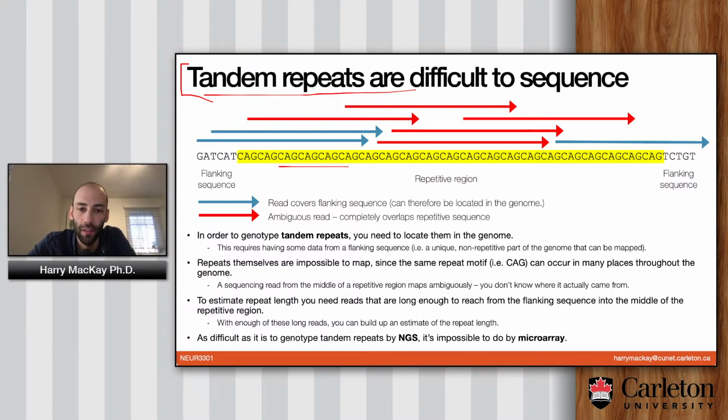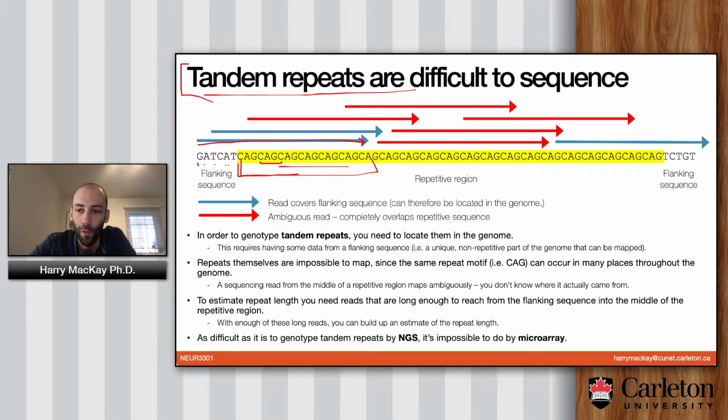But they're very difficult to sequence, and the reason is pretty simple. Let's say you've got a sequencing read. Let's say this yellow highlighted region is a repetitive region. You can just see it's CAG, CAG, CAG endlessly. If you have sequencing reads that cover flanking sequence, like these blue arrows here, you can kind of anchor them. So here this read covers GAT, CAT. That's a unique sequence, and that can be mapped to the genome using BLAT, for example. And then the rest of it hangs out into this repeating region.